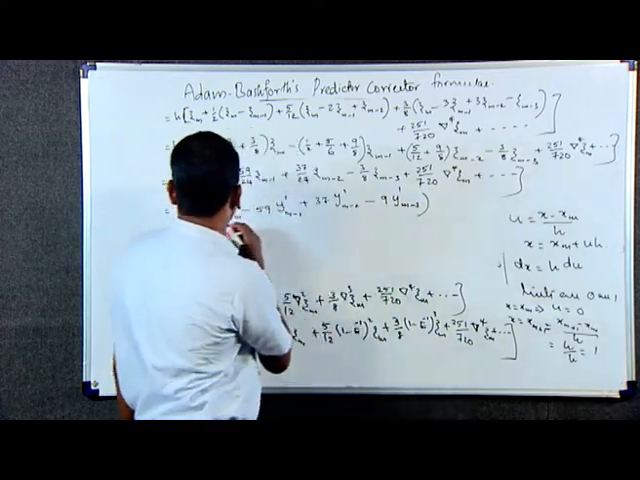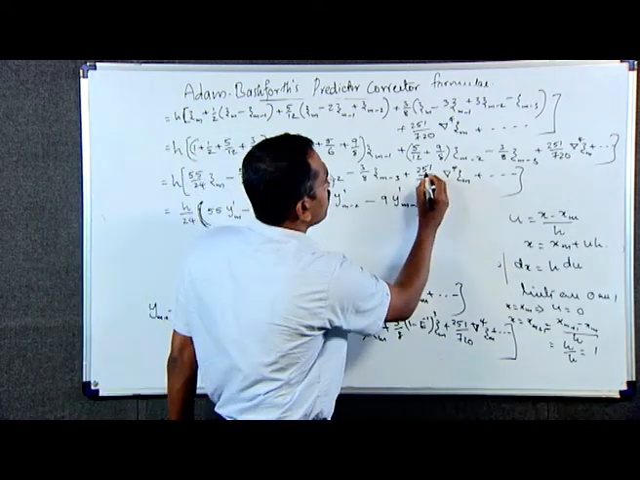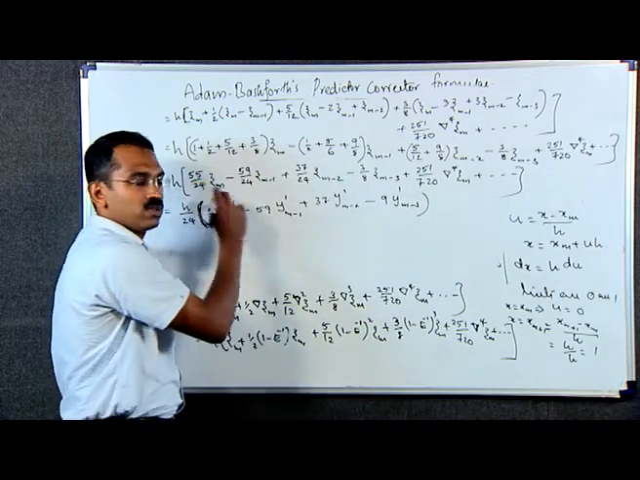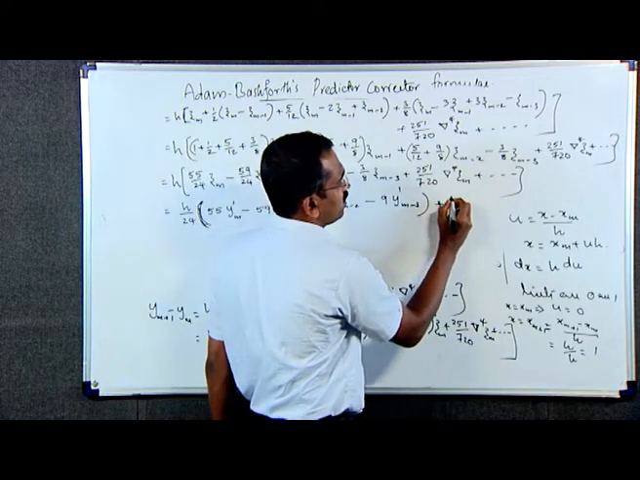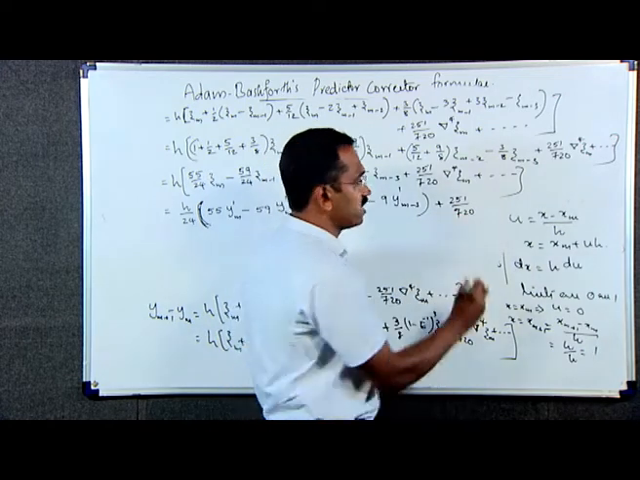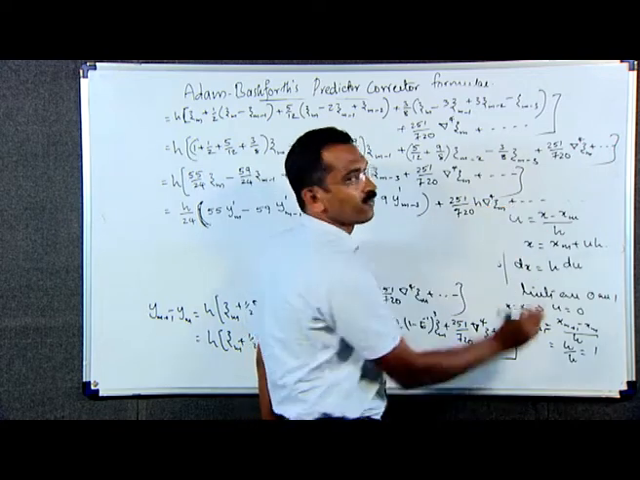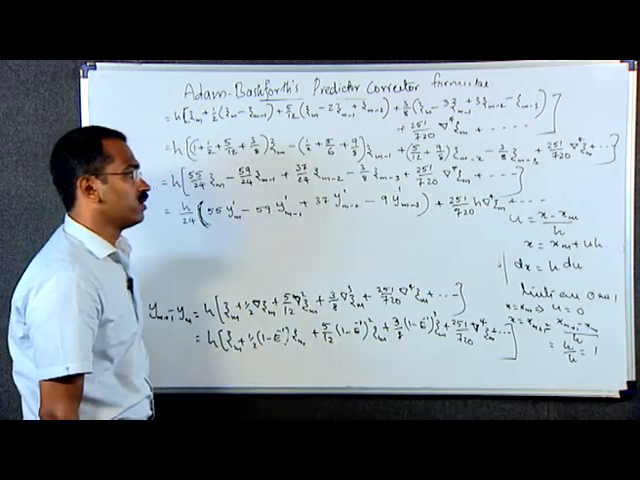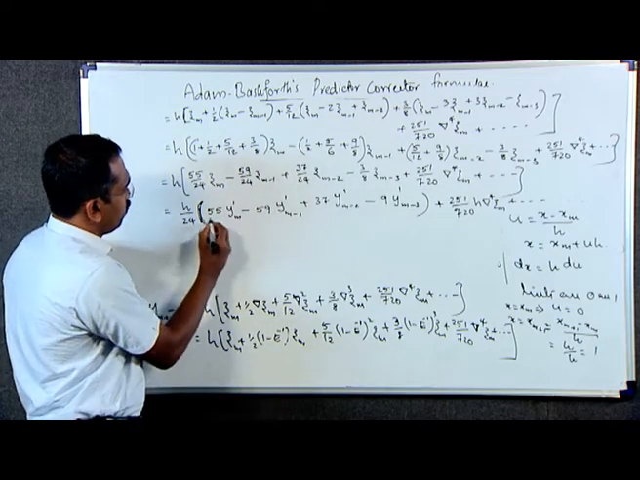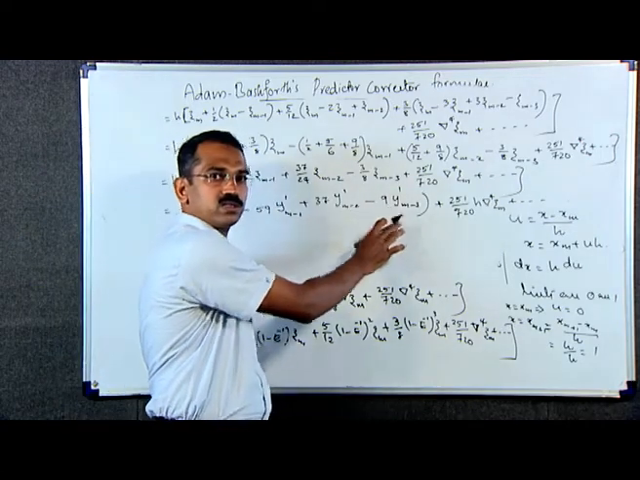This plus this into, next term is 251 divided by 720 del raised to 4 Zm into h. We write this term separately, 251 divided by 720 into h into del raised to 4 Zm plus etc. Now, in this expression, we neglect the fourth and higher order differences.